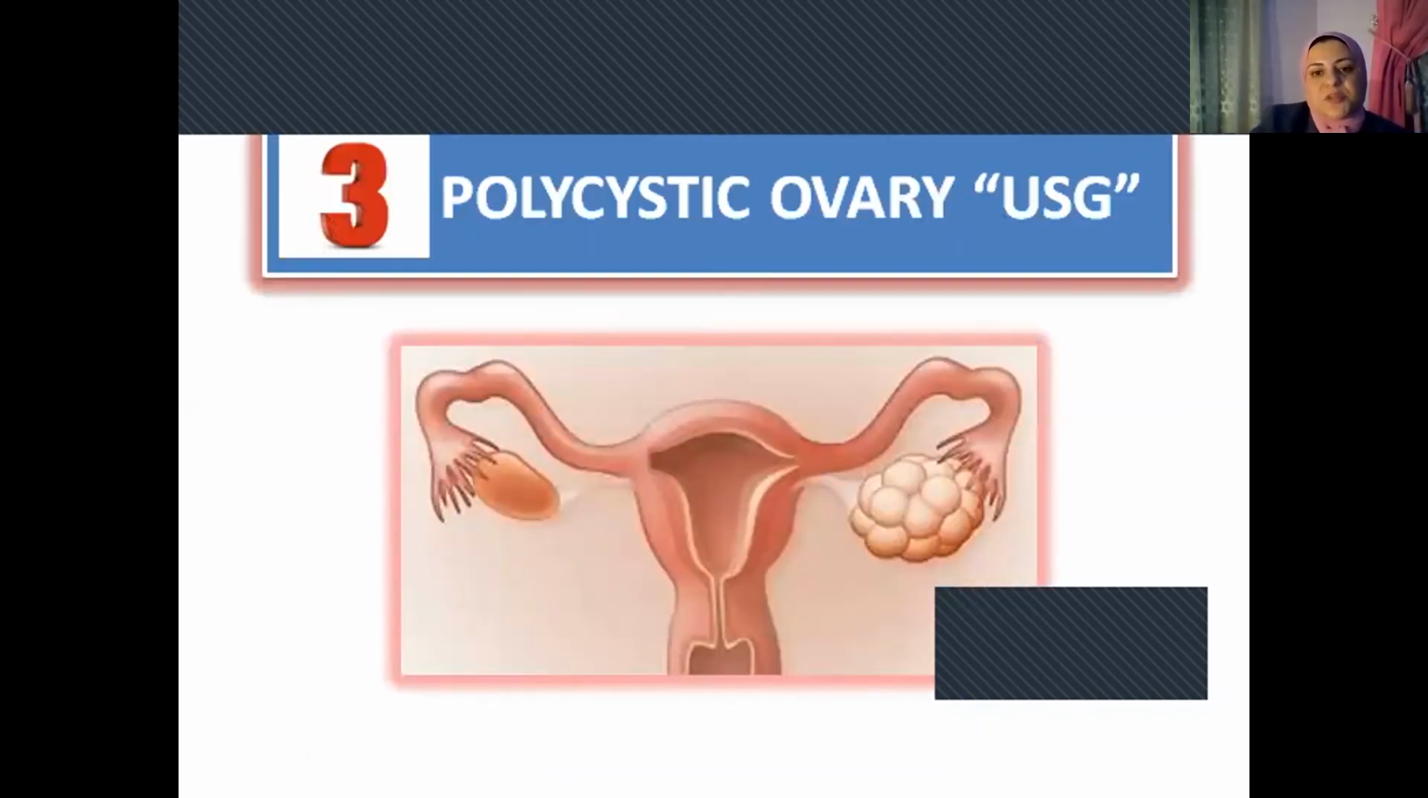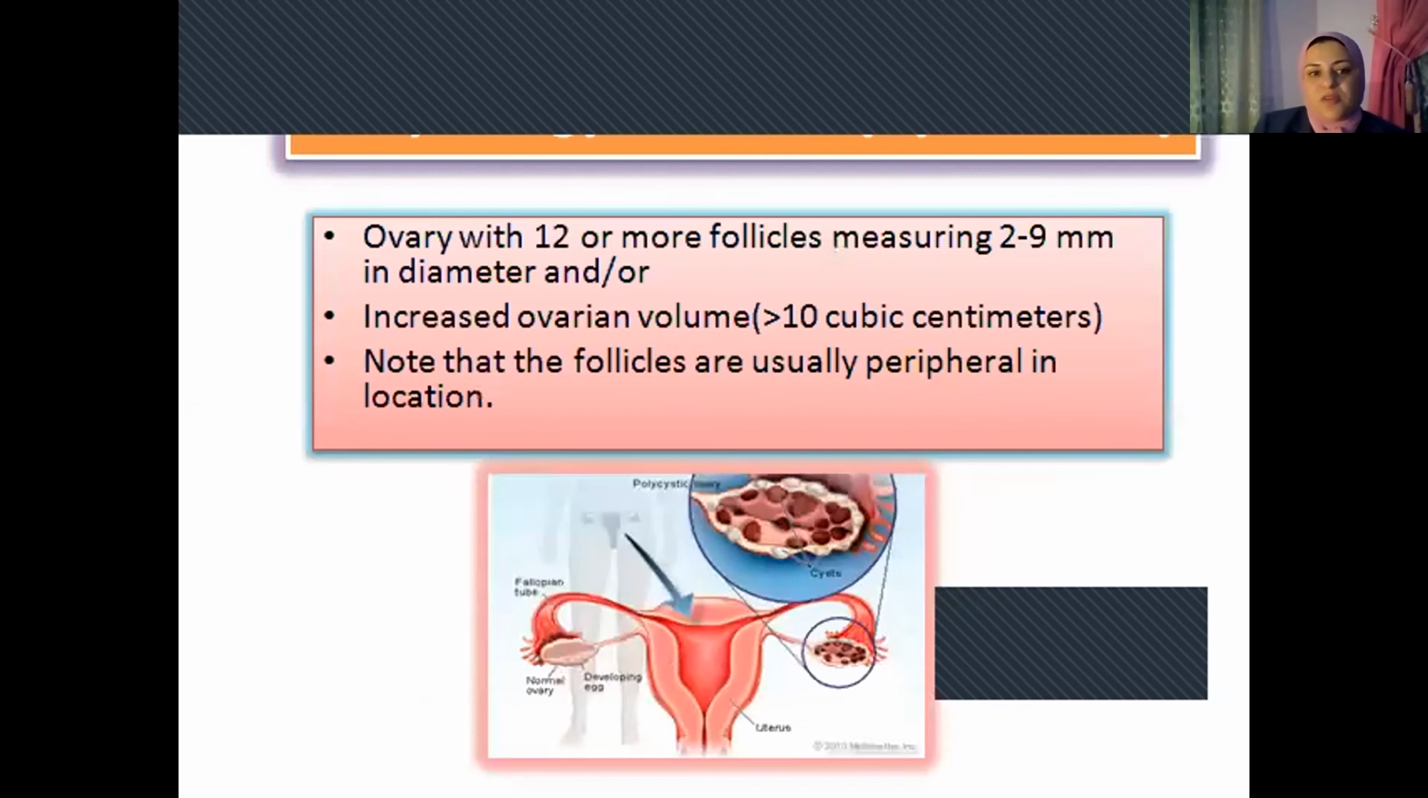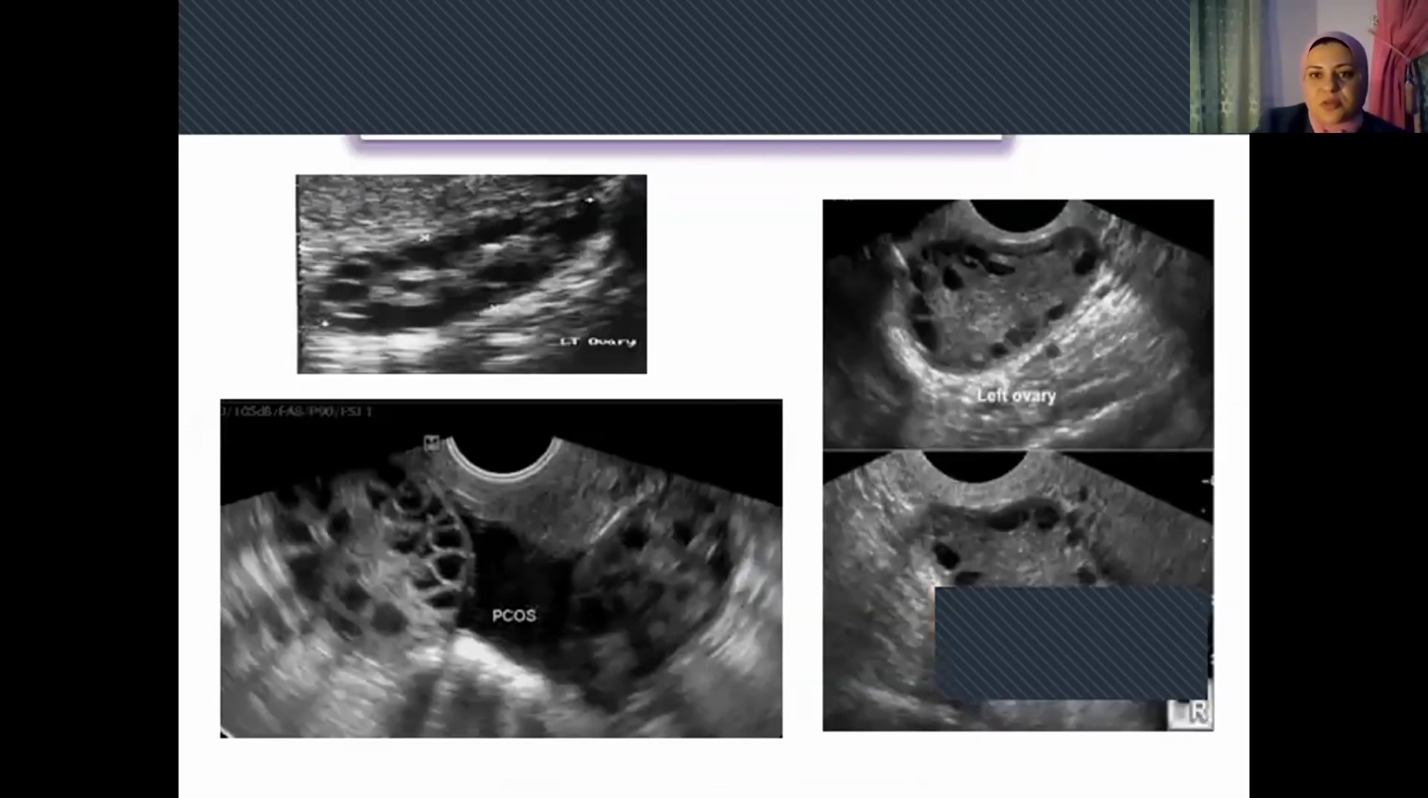So this is a picture of the polycystic ovaries, the third part of the syndrome. Morphologically, the ovary has 12 or more follicles measuring 2 to 9 millimeters in diameter, with increased ovarian volume, and the follicles are usually peripherally located in the ovary. This is a picture on the ultrasound. It's called a string of pearls.